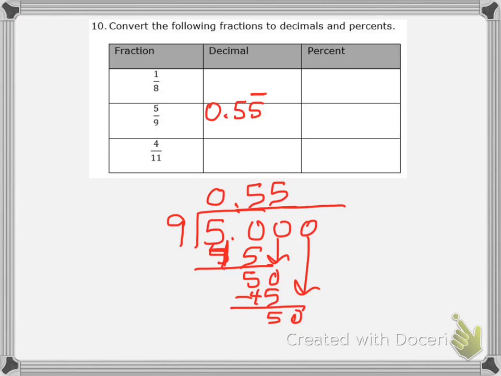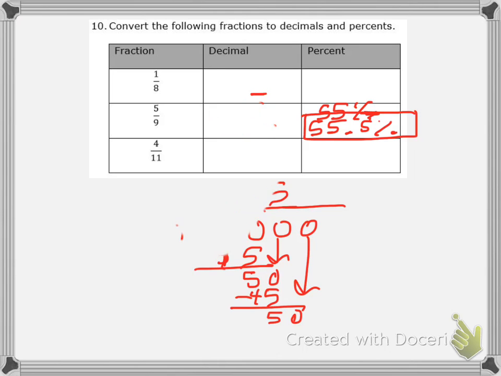And then if we wanted to move our decimal to get the percent, we'd move it 2 times, 55%. You could also say 55.5%, which is the more accurate answer. So 55.5%, a little repeating symbol. All right, so make some more room.